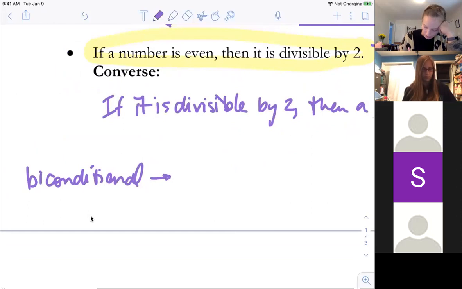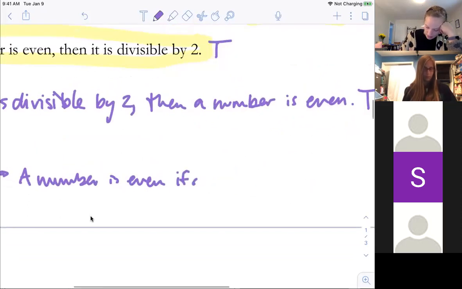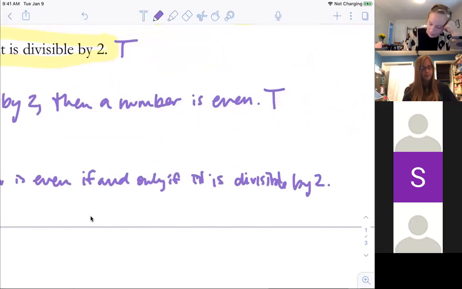It's a biconditional. So I'm going to say a number is even if and only if it is divisible by 2. And then don't forget, you can write if and only if as IFF, and that is also correct.